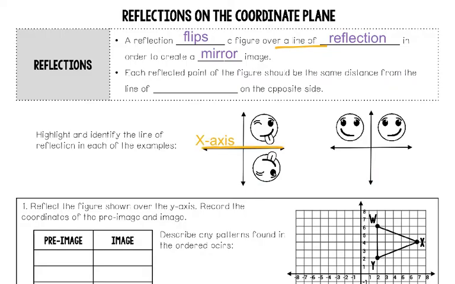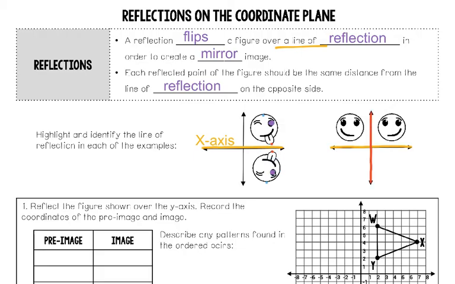In the first picture, the line of reflection is the x-axis. You can see that the smiley face is being reflected over that. The x-axis acts like a mirror. You'll also notice that each reflected point of that figure should be the same distance from the line of reflection on the opposite side. So just to draw your attention to a couple of those key points, you can see his eye is now on the other side of that line in the exact same spot. It's just flipped around. It's on the opposite side. Same for these other points in the picture.